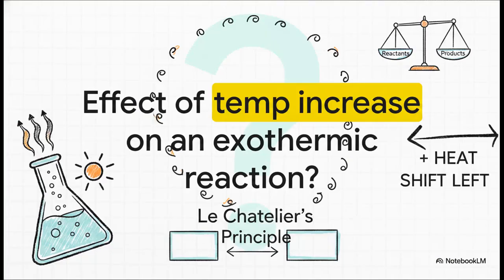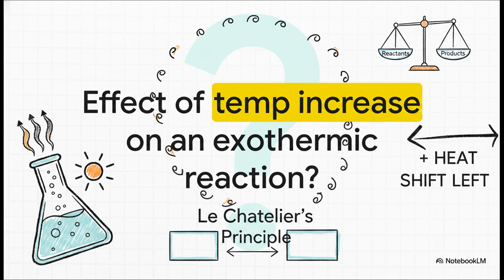Section 6, Practice Makes Perfect. Okay, so we've decoded the concepts, we've walked through the rules, and we've totally demystified those ICE tables. Now let's do a quick pop quiz to prove to you just how much knowledge you've absorbed in these last few minutes. Here's a question straight from the practice section of the PDF. What happens to an exothermic reaction if the temperature increases?